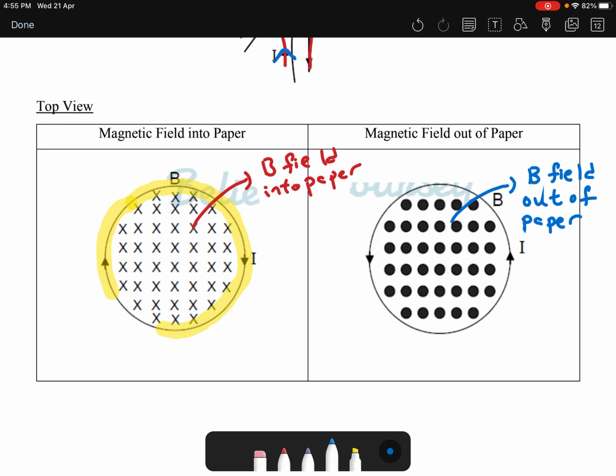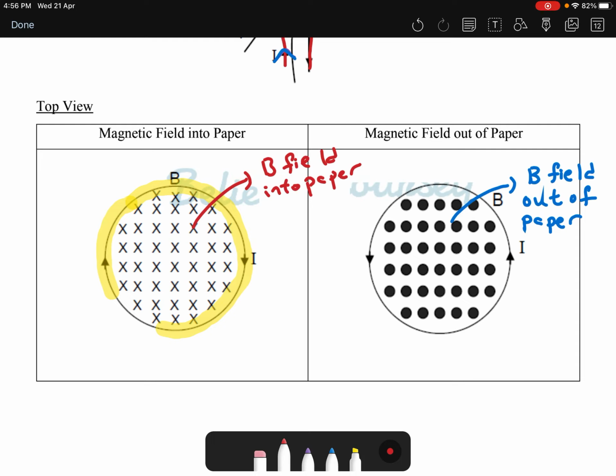Looking at the left hand side of the diagram, now instead of your thumb being the direction of your current, your four fingers will be the direction of your current. Your current is flowing in the clockwise manner, so your four fingers must go according to the clockwise manner. You notice that the thumb now is pointing into the paper. So the thumb is the direction of the magnetic field, so the magnetic field will be pointing into the paper.